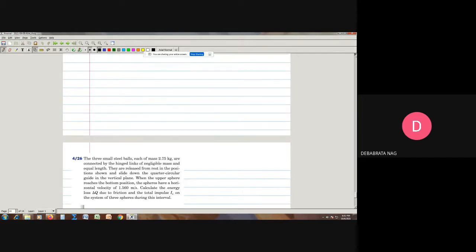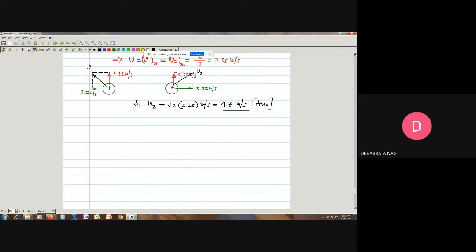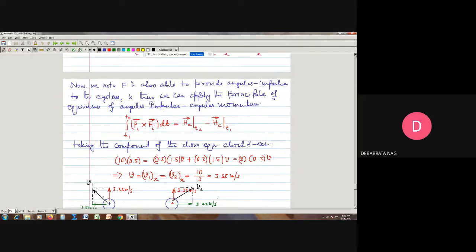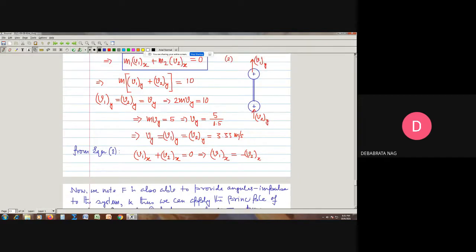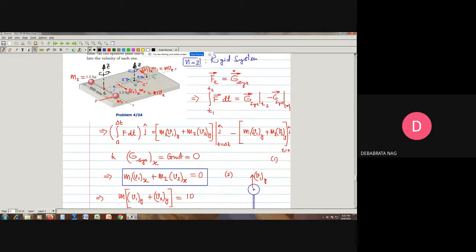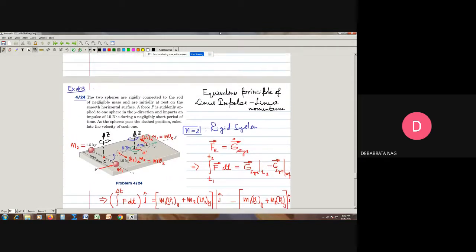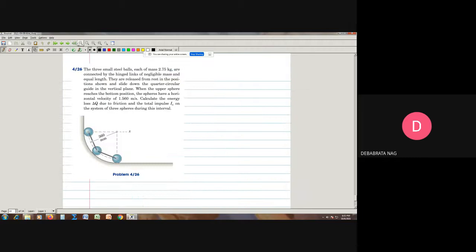Let me just check the last example number that we have solved in our previous class, and that was, I think, example 3. Yes, so we will now study example 4 here. And this problem is taken from the book of Meriam and Craig. The problem number is 4/26 as shown here.